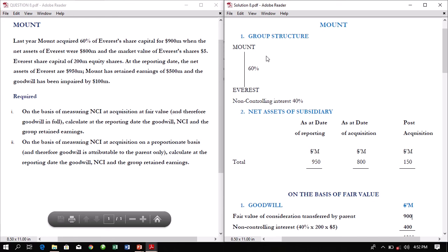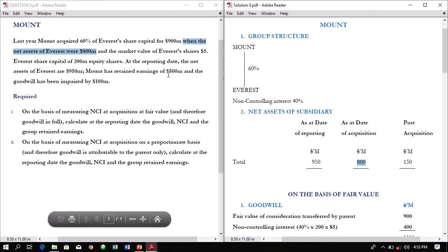The group structure is very easy. In this case, we are told that Mount acquires 60% of Everest share. Automatically, non-controlling interest will be 40%. So in this case, do I have the net asset of subsidiary? Yes. We are told that when the net assets of Everest were 800 million, that is, at the date of acquisition, the net asset of the subsidiary is 800 million. So at the date of acquisition, my net asset is 800.